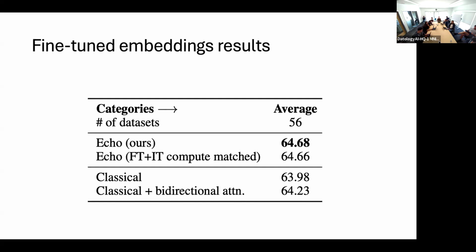But as you can see, even in this graph, adding bidirectional attention is definitely giving you an improvement over not. So you definitely get multiple tiers of improvement.